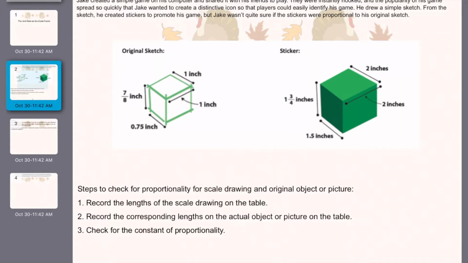From the sketch, he created stickers to promote his game, but Jake wasn't sure if the stickers were proportional to his original sketch. So what we need to do is check to see if our original sketch and the sticker are proportional to each other. I can do that by doing these three things. I can record the lengths of the scale drawing, and I can record the corresponding lengths on the actual object or picture. So basically, I match up the side lengths with the other picture, and then I check to see if there's a constant of proportionality. So what I'm going to do is write out these different lengths.